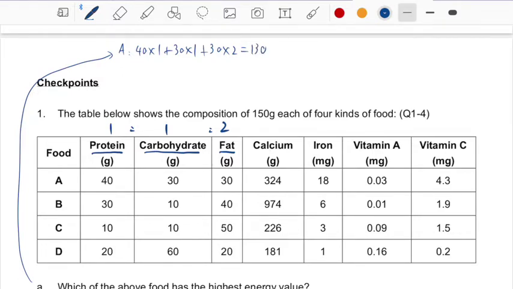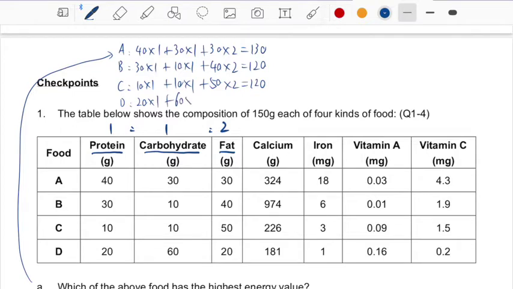If we do the same for B, it will be 30 plus 10 plus 40 times 2. So the total amount of energy released will be 120. For C, if we do the same, it will be 10 plus 10 plus 50 times 2. Again, the total amount will be 120. And for D, it will be 20 plus 60 plus 20 times 2. So the total amount is 120.